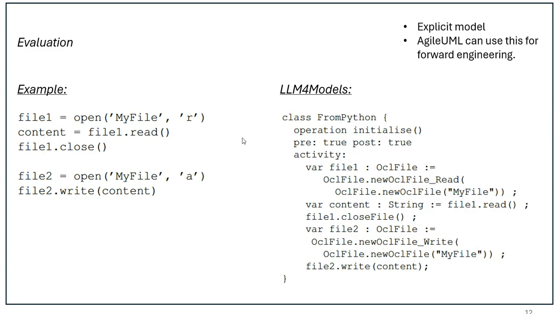The aim is to produce specifications that are quite explicit. They can be used to produce a new version of a system in a different programming language, and they explicitly represent the semantics of the source. So here's a little bit of Python, and the desired specification is an explicit specification in terms of library code that's defined in Agile UML.